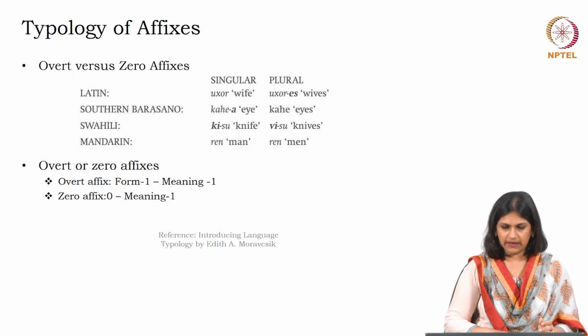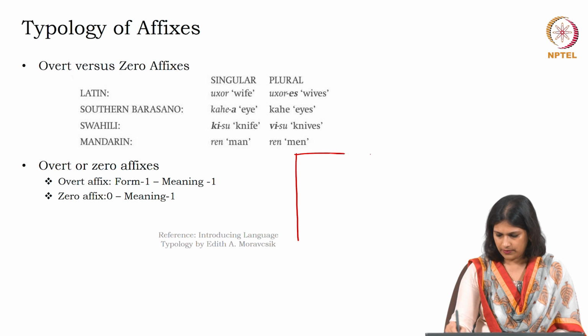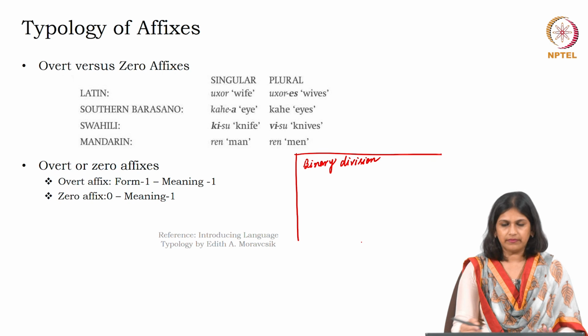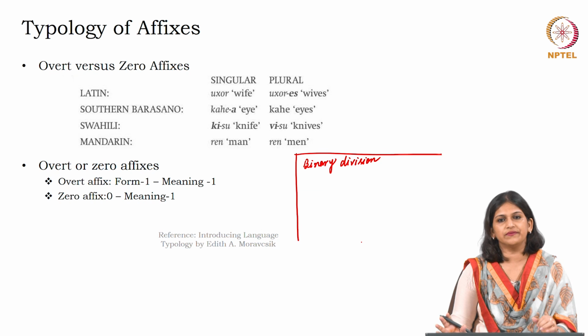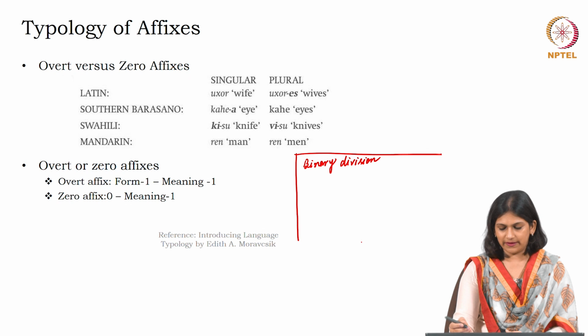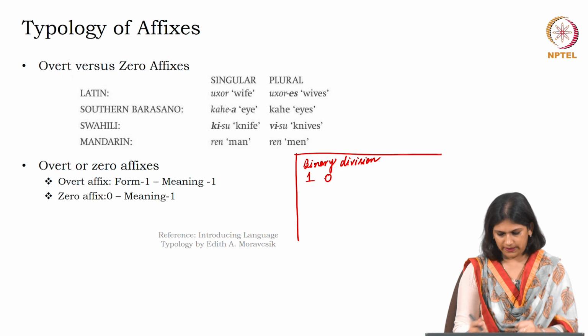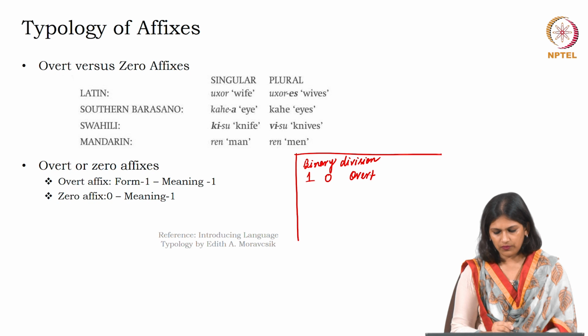So here I'll do a bit of writing work. So this is the binary division, and why would we call it a binary division? My concern here is that when I'm talking about the overt versus zero affixes, I'm going to put it in the binary division. So considering it's a binary division, we'll give either 1 or 0. Okay, so now let's do the division of the overt versus zero ones. When the affix is overt, meaning is also getting 1, form is also getting 1.